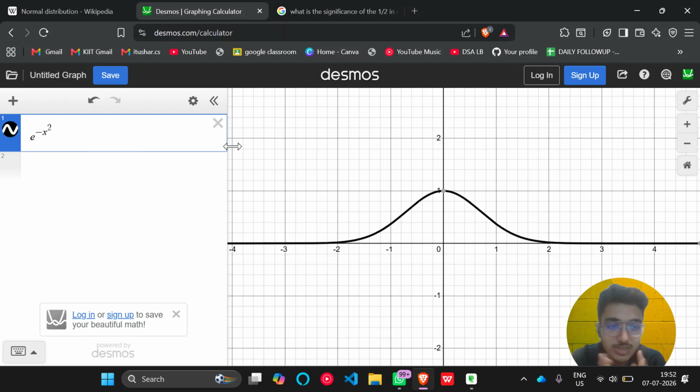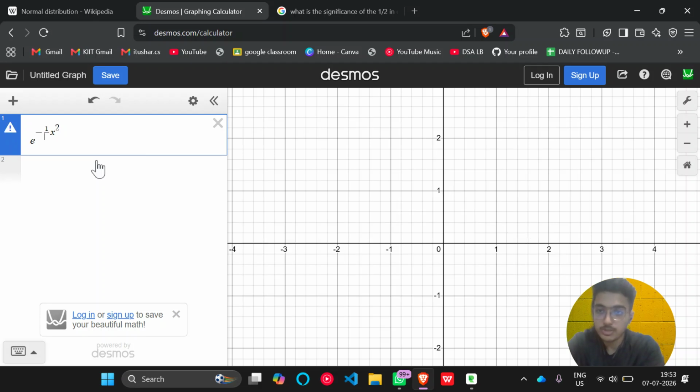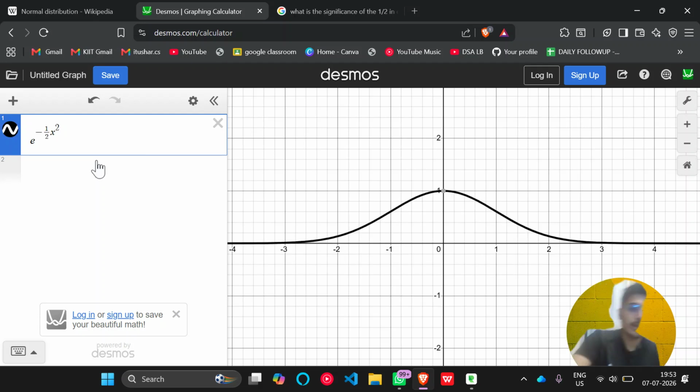So see, we will be able to see how beautifully we're able to achieve the bell-shaped curve of the normal distribution. And also the actual equation has a half before this x square in the exponent, for standardization of the variance purposes. So this is the very simple equation of e to the power minus half x square, and it already gives us the bell-shaped curve that we can see for normal distribution.